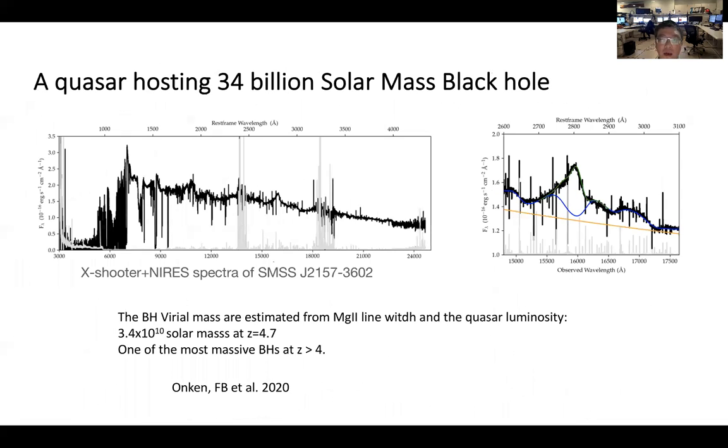For most of these quasars, we are carrying out spectroscopic follow-ups using X-shooter and Keck NIRES. Here I'm showing some of our first results, which combine the X-shooter and Keck NIRES spectra of one of the most luminous quasars in our survey.